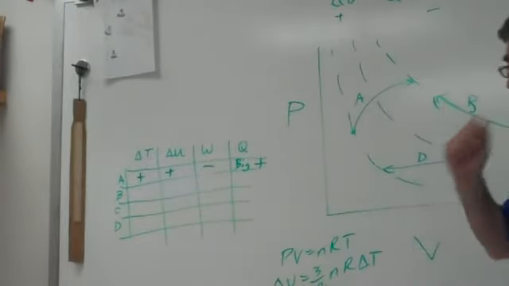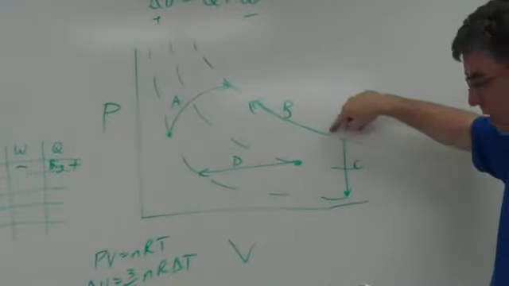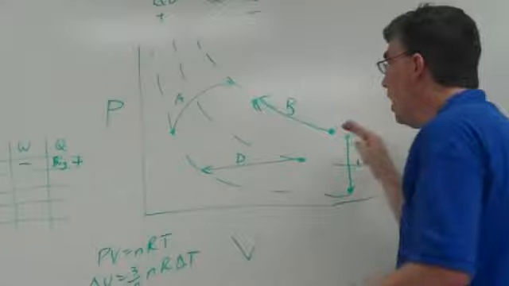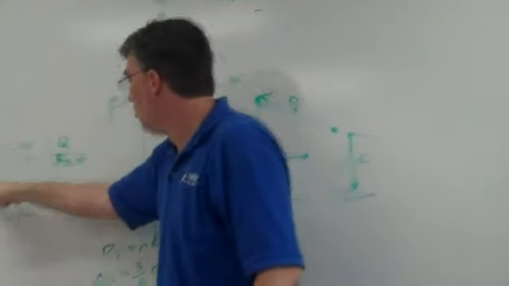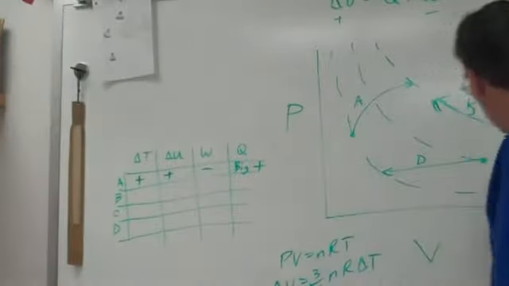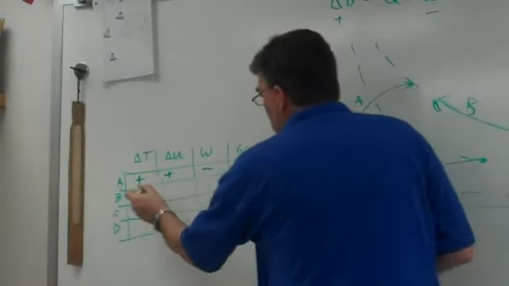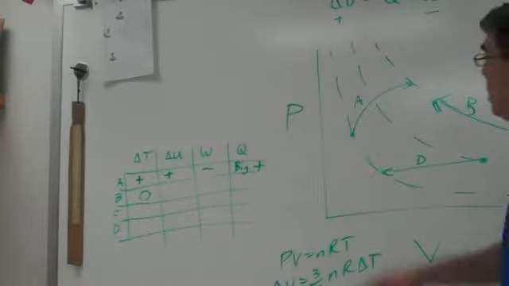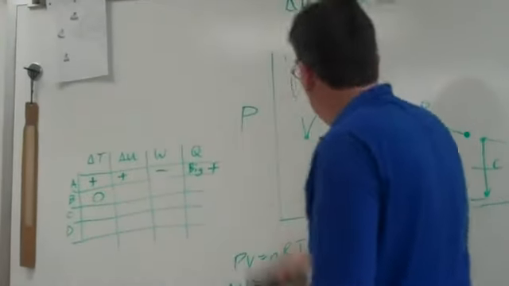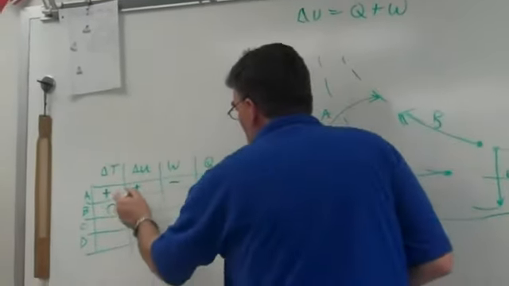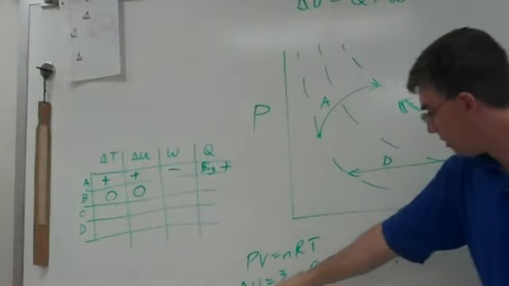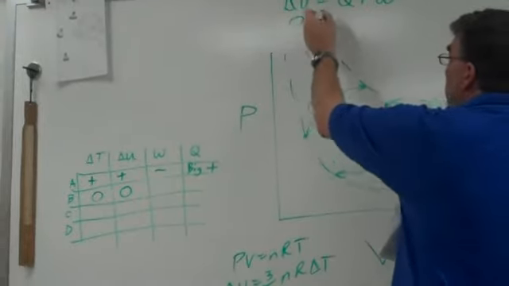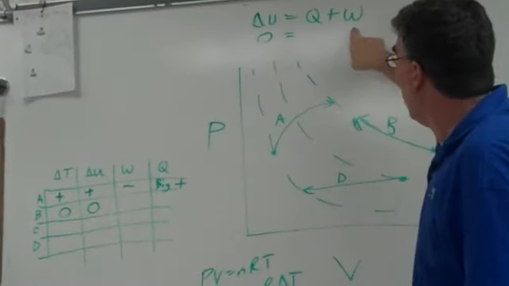All right, let's look at B. I'm starting here at B, and I'm going up the isotherm. What's happening to my temperature? If I stay on my isotherm, my temperature is not changing. If my temperature is not changing, then delta U has to be what? Whatever this does, this does. If this is 0, this has to be 0. So if my delta U is 0, the next thing we have to ask is, what about W and Q?